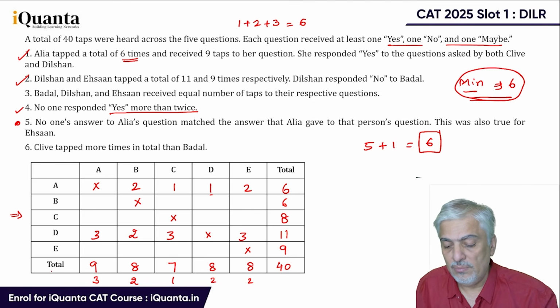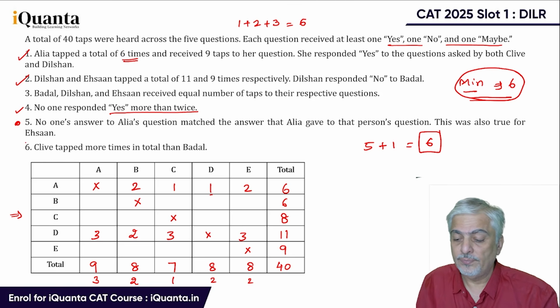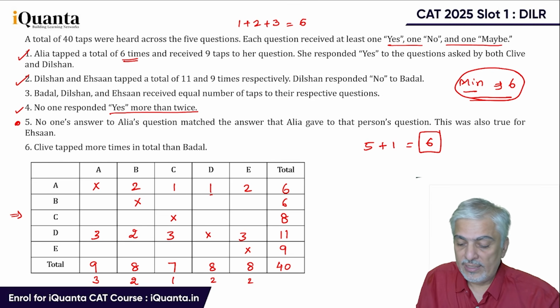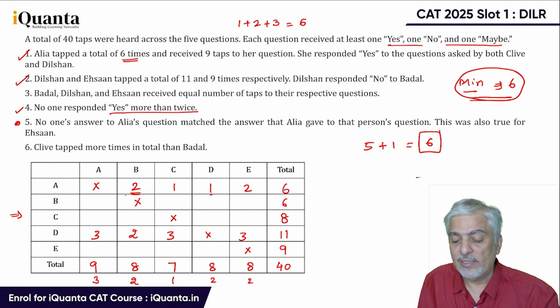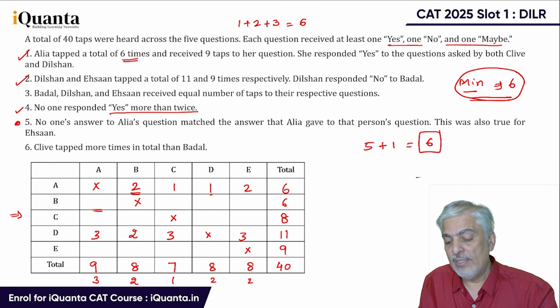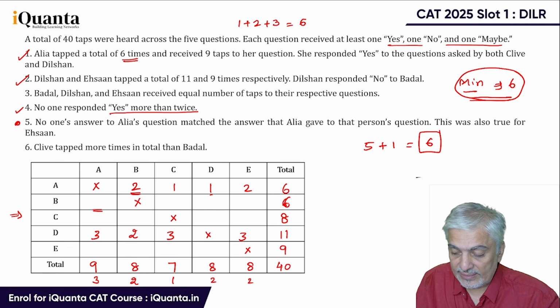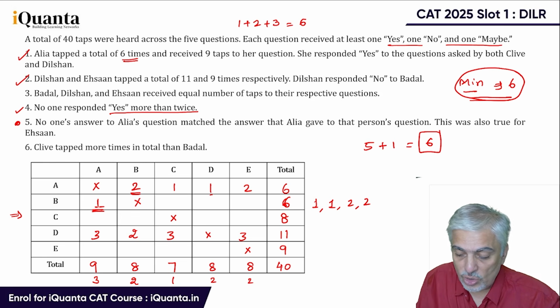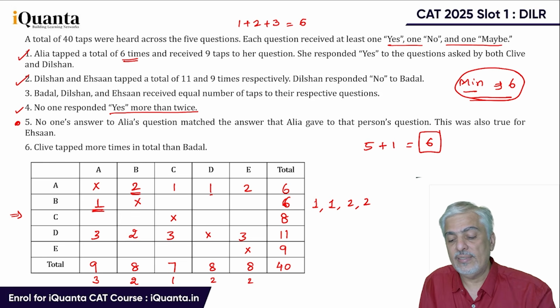Now there was a condition. See, we've used up all the other conditions except condition number 5. Okay, that no one's answer to Alia's question matched the answer that Alia gave to that person's question. That means Alia gave 2 over here to Badal, so Badal cannot give 2 over here. Now Badal has a total of 6. And we already spoke that a total of 6 is possible only in one way, 1, 1, 2, 2. Obviously the order we don't know, but 1, 1, 2, 2. Now we know this cannot be 2 because of that matching thing. Alia has given 2 to Badal, so Badal cannot give 2 to Alia. So this has to be 1. Right? This has to be 1.